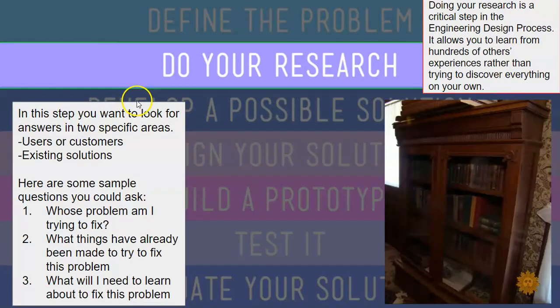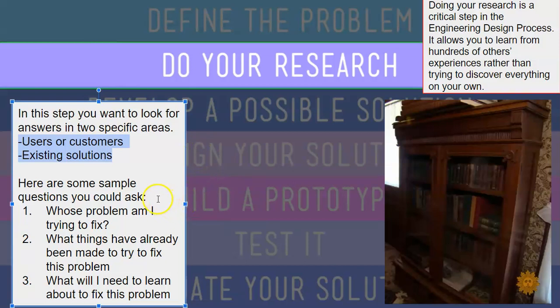Step 2, do your research. Doing research is a critical step in the engineering design process. It allows you to learn from hundreds of others' experiences rather than trying to discover everything on your own. Here are some things you want to look at. In this step, you want to look for answers in 2 specific areas. Users or customers, so who's going to use your product, and then existing solutions. So is there already a solution to the problem you're trying to solve? Could you make a better solution?